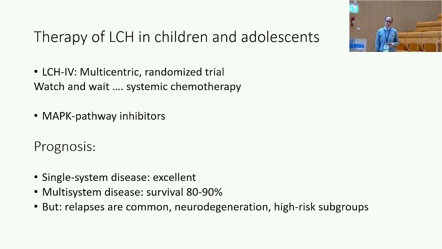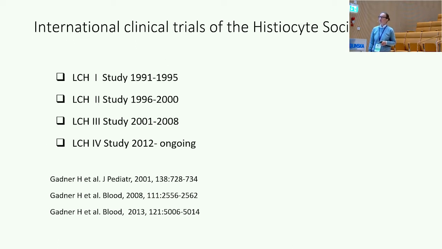In general, prognosis for single system disease is excellent. Survival is more or less 100%. Multi-system disease, survival is between 80 and 90%, but there's specific subgroups which fare not so good. And the huge topic are the relapses.